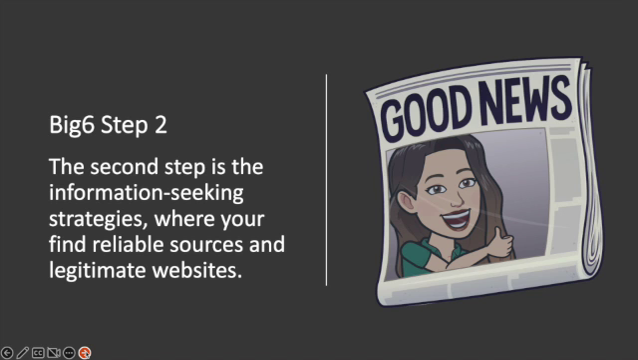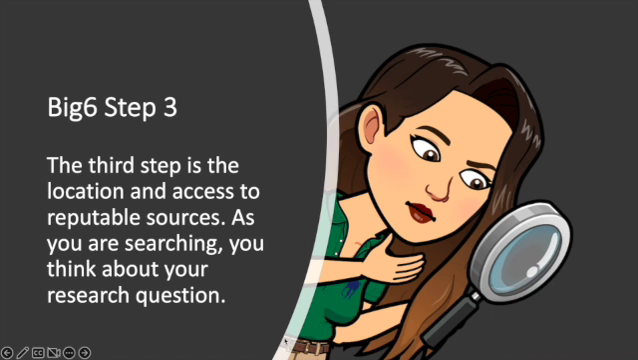Then we have step 2, that is information seeking strategies. Where do you find reliable sources of information? What are some legitimate websites? Some tips for this would be to search information in your library catalog, on encyclopedias, on your school's books, on the newspaper. And then for websites, usually the websites that are legitimate are the ones that end in .org or .edu. So you can search on those.